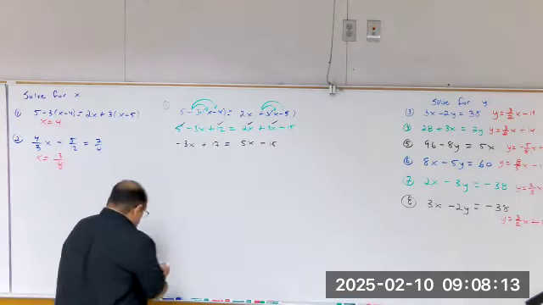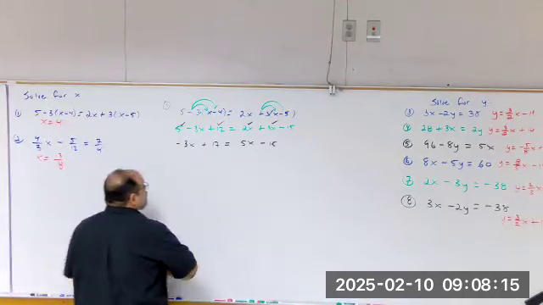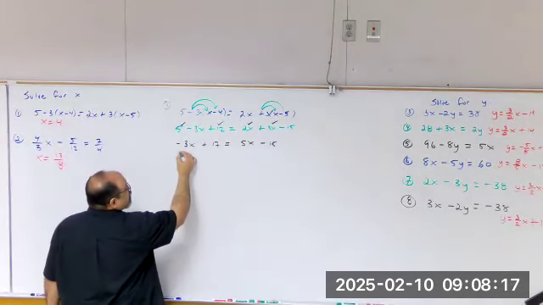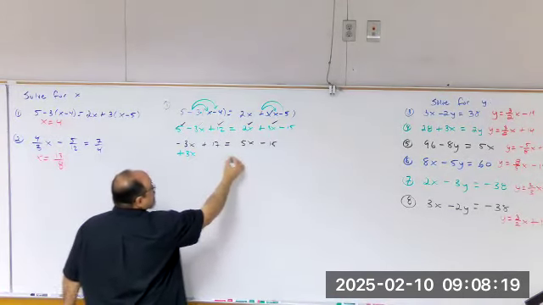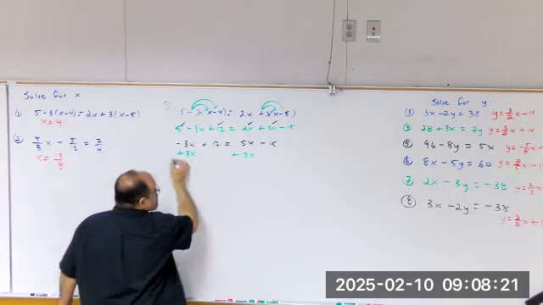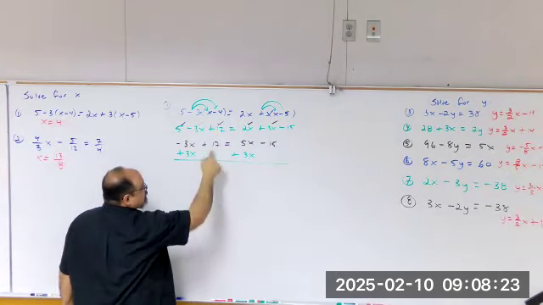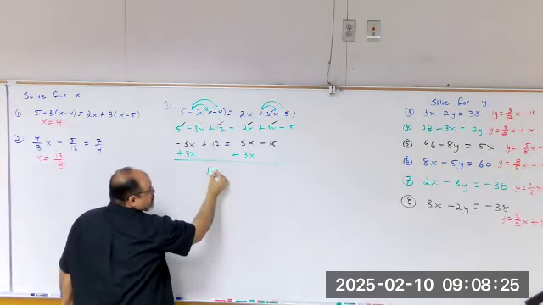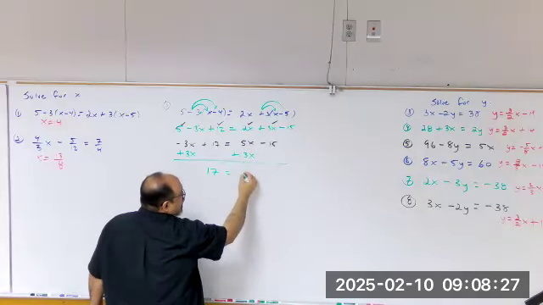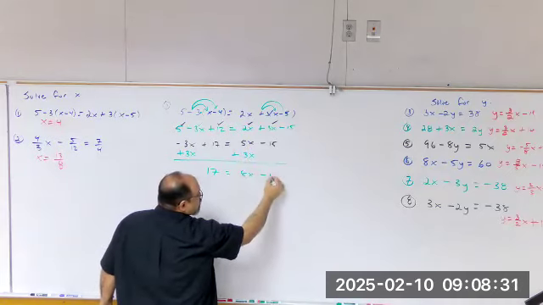To the right. So don't just randomly do things. Think about what you're going to do before you do it. So we add 3x to both sides. On the left side, I still have a 17. On the right side, I have a 5x plus 3x, that's 8x, and a minus 15.